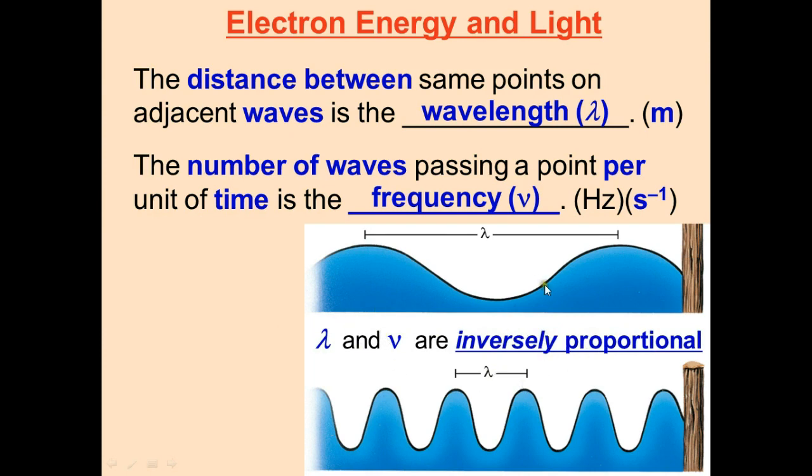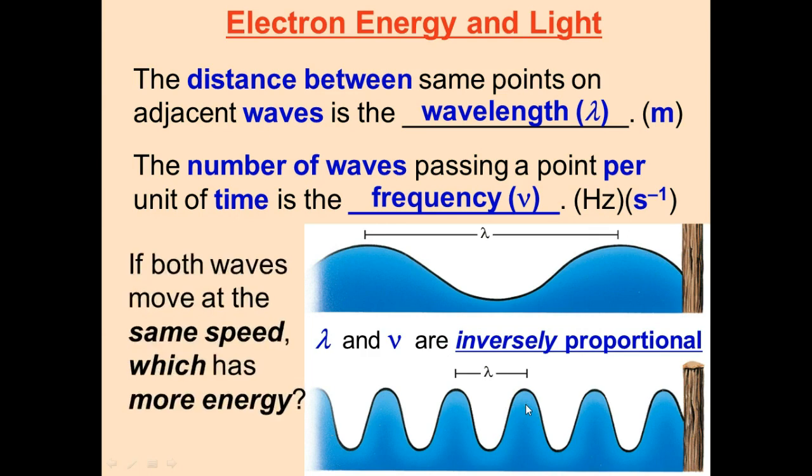So as one gets bigger, so if we have a large wavelength, we have a low frequency, because look how large these waves are. Because it's so long, it takes so much time for even one to pass. But if we have a high frequency, we'll have a lower wavelength. And if both waves travel at the same speed, which has more energy? And we'll talk more about that on the next slide.